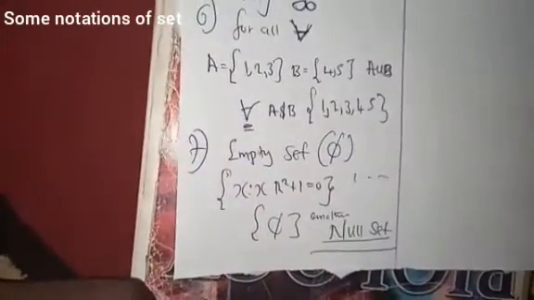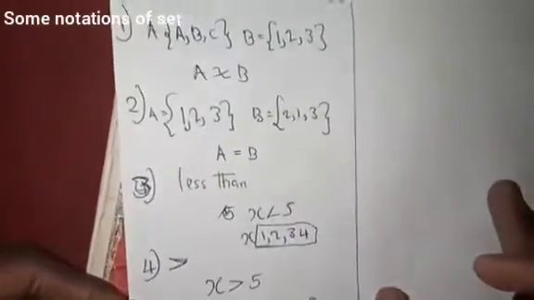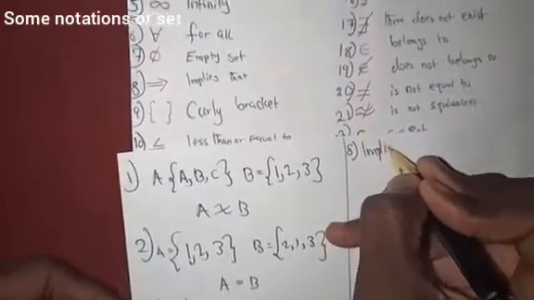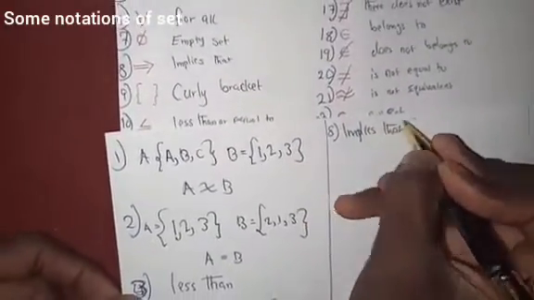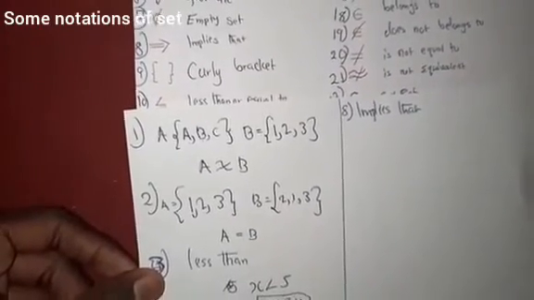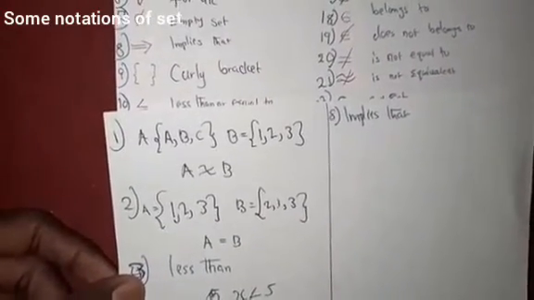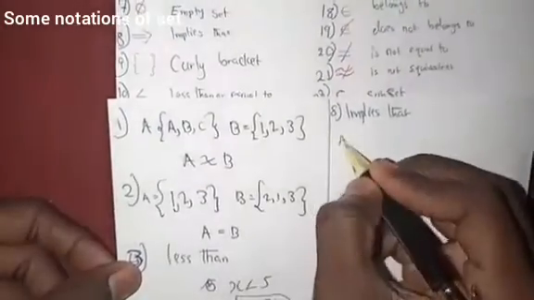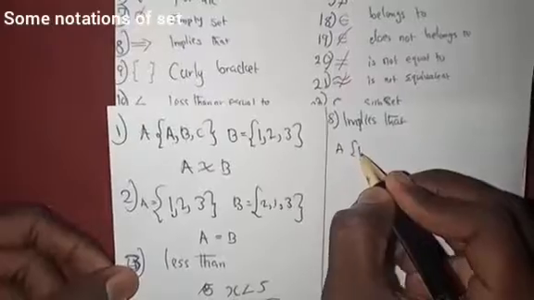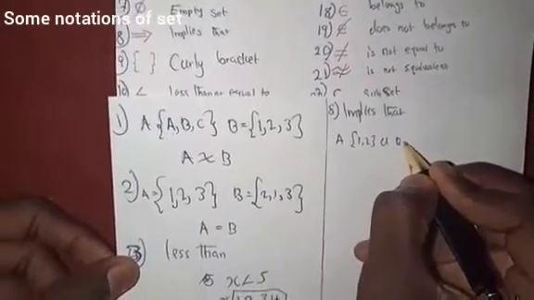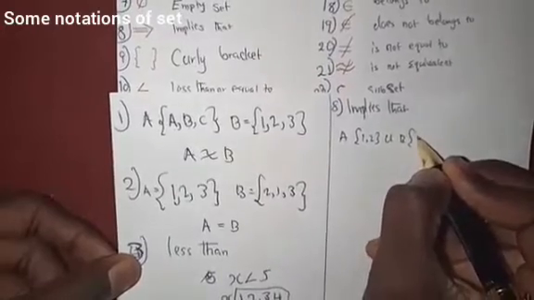Now we are moving to the next, number 7, implies that. If you say implies that, we are simply referring to something like therefore. It's a common notation that you usually use in sets. For example, if set A has 1, 2, and is united with set B, which has 3, 4.